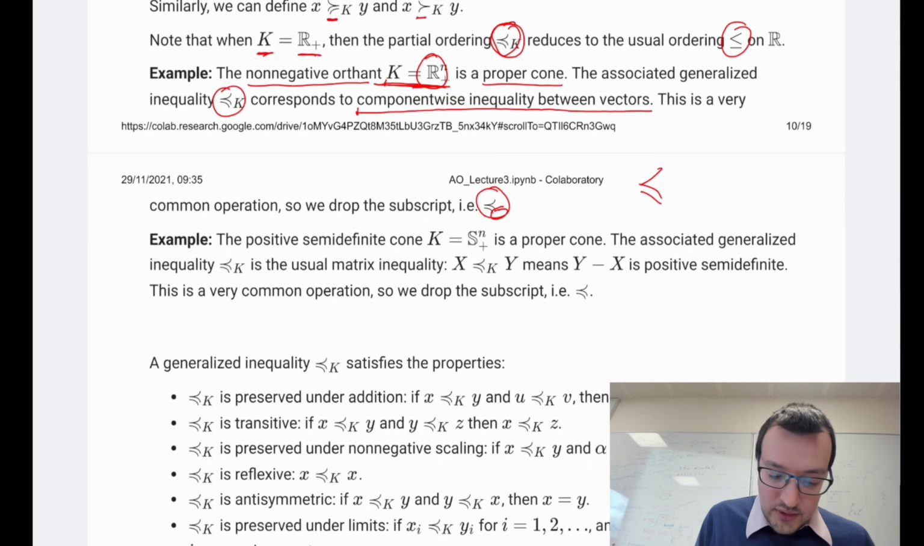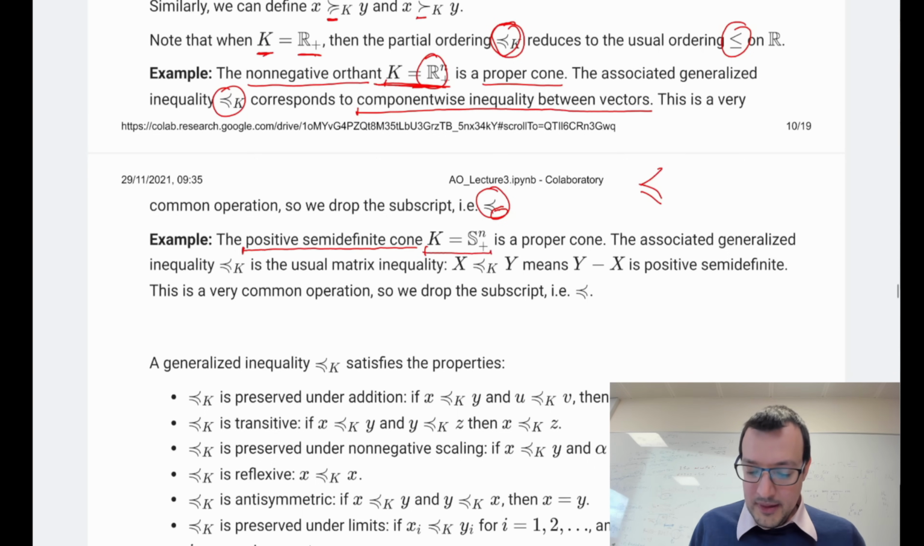Similarly, if we consider the cone of positive semi-definite matrices, which is S plus to the power n, this is going to be a proper cone.